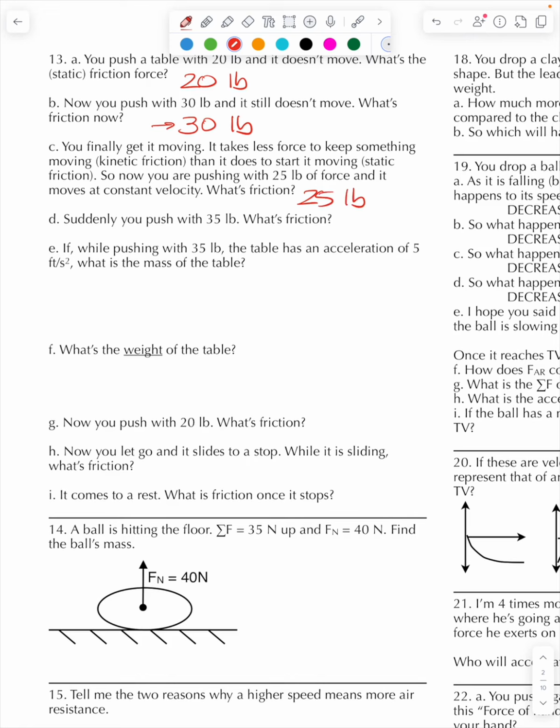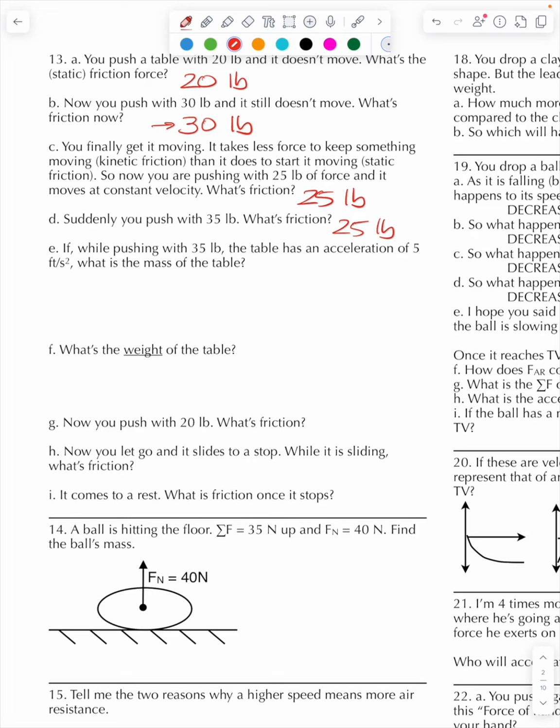Now let's stop there for a second. If I've just now identified that friction while it's moving, kinetic friction, is 25 pounds, for the rest of the questions, if the table is moving and I say, what's friction, what are you going to answer? 25 pounds. Okay, so let's go to D. Suddenly, you push with 35 pounds. What's friction? 25 pounds. That's the constant value that friction will remain as long as the two surfaces remain the same, as long as it's moving.